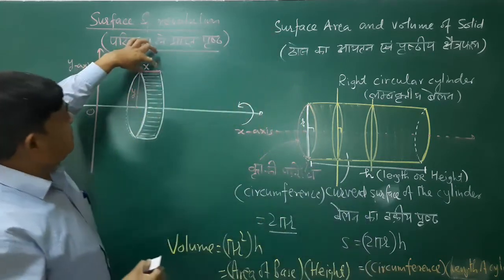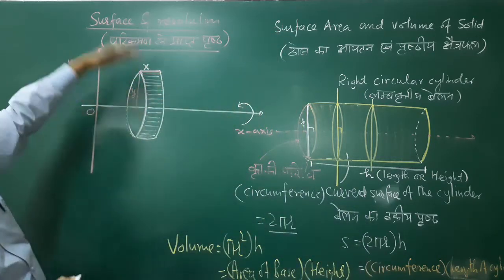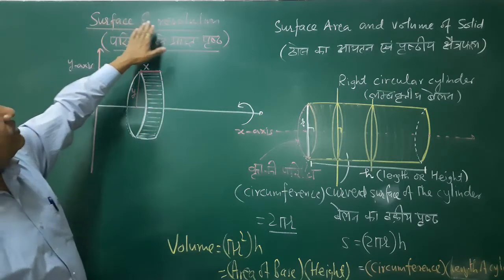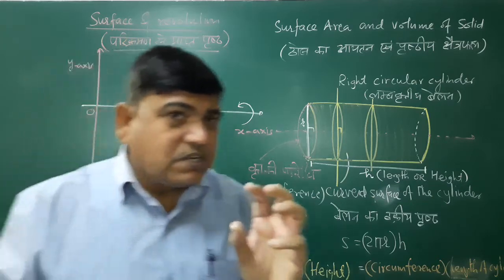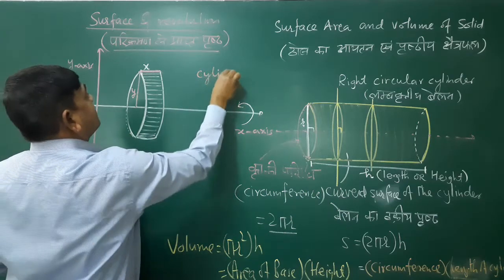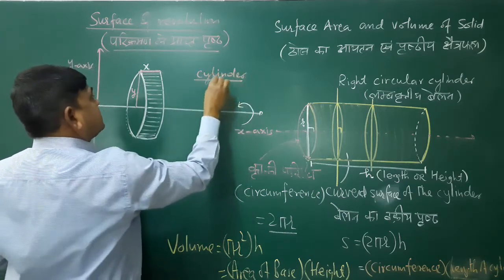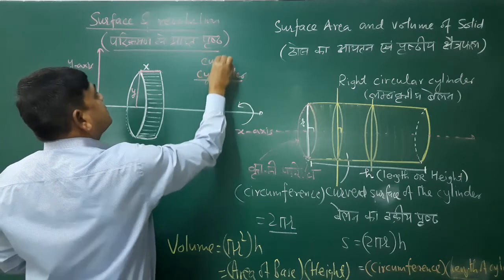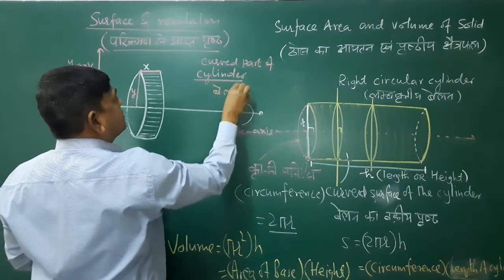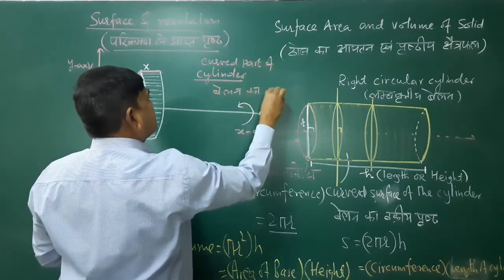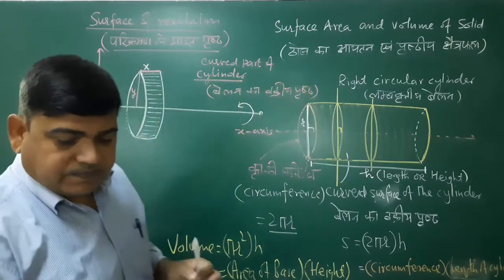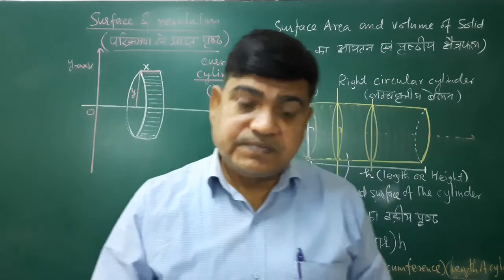यदि ये पिंक वाला पार्ट इस लाइन के चारों तरफ परिक्रमा करता है तो जो सरफेस प्राप्त होता है उसको बोलते हैं सरफेस ऑफ रिवोल्यूशन। और जो सरफेस बना है यहाँ पर इसका जो नाम है दैट इज सिलेंडर। कर्व पार्ट ऑफ सिलेंडर, बेलन का वक्री पृष्ठ, it is this one.